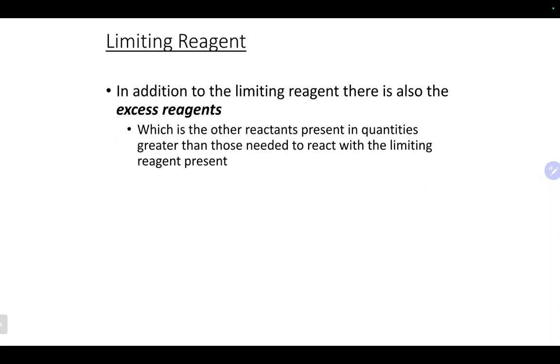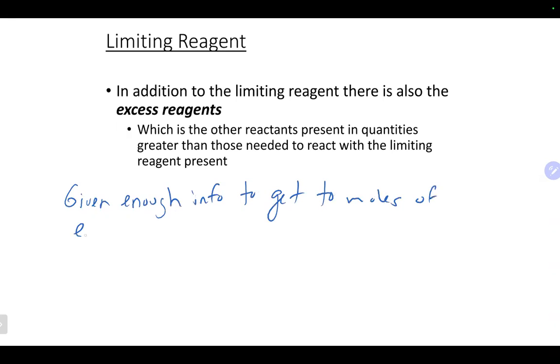But how do you know that it is a limiting reagent problem versus just a regular stoichiometry problem? The way that you can know is if you are given enough information to get to moles of each reactant. That is pretty much how you know it is a limiting reagent problem. That is also how you know somewhere along the way you need to do that.